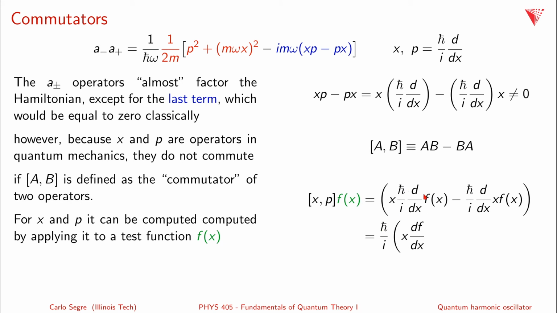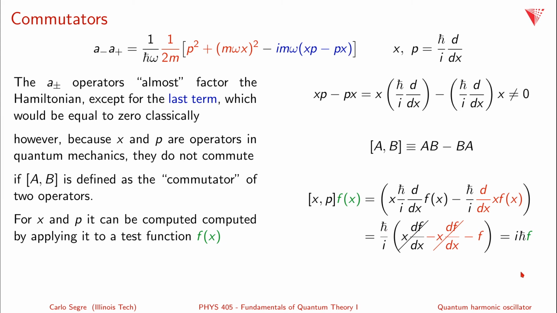That's easy. I can pull out h bar over i. This second term gives me two terms. One is when I take the derivative of x, and the other is when I take the derivative of f. So the first one gives me minus x df dx, and the second term, when I take the derivative of x, just gives me f. And so I have two terms that will cancel each other out. This has a plus sign, this has a negative sign, and so I'm left with h bar over i times minus f.